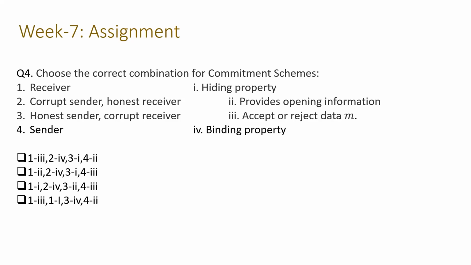Now, there are two security properties which have to be satisfied by a commitment scheme. One is the hiding property, another is the binding property. Hiding property is necessary when the sender is honest and the receiver is corrupt. So basically, when we compute some commitment C of message M, then we want to hide the information M.